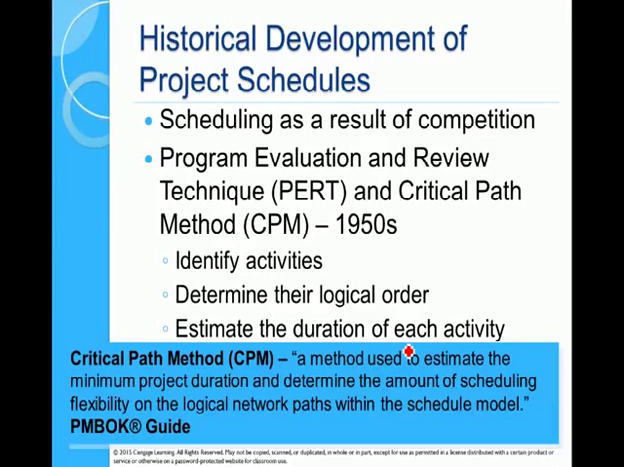Both of them go through a fairly similar process. That is, identify the activities, determine the order or the sequence, estimate the duration of those activities, and that gives you a schedule. We'll be only dealing with the critical path method, and that's a method used to estimate the minimum project duration and to determine the amount of scheduling flexibility in the project, so we can make changes to meet some of those external constraints that I've talked about before in the previous lecture, and we'll meet again in the subsequent lectures.